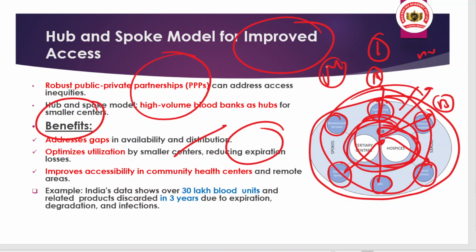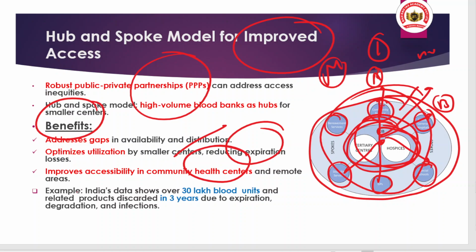It will also reduce expiration loss, because many times blood is there, but because it is not reachable to different regions or locations, it gets expired, as blood has limited time for its quality. So this hub and spoke model will improve accessibility in community health centers as well as remote areas.